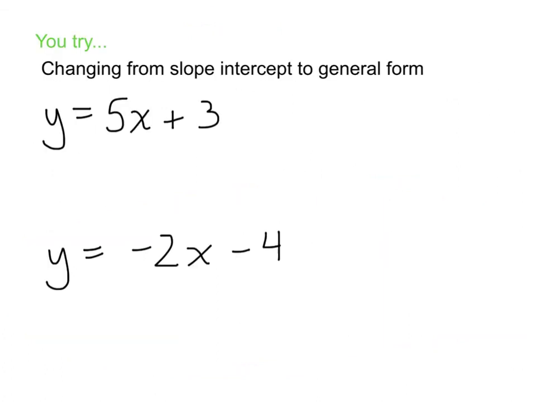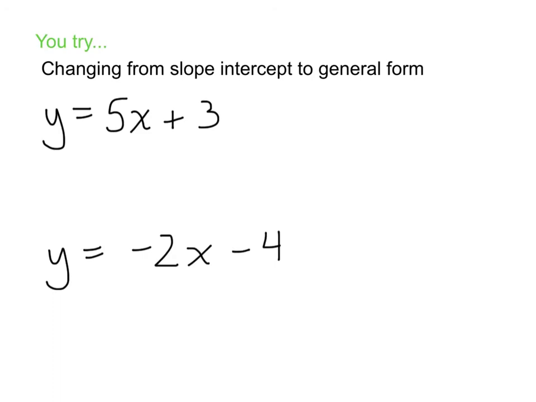All right, you try changing from slope-intercept to general form. So go ahead, take a few seconds, change y equals 5x plus 3 and y equals minus 2x minus 4 to general form. When you're done, check your answers.